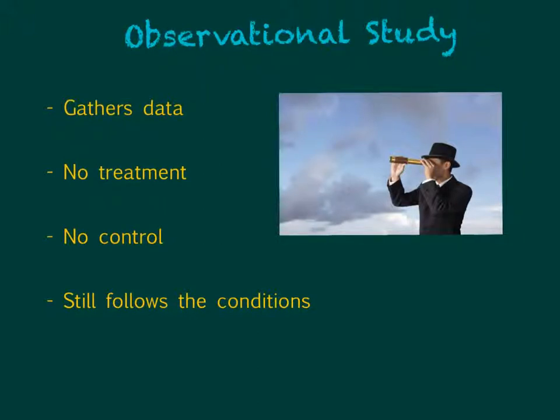An observational study is defined as a study that observes individuals and measures variables of interest but does not attempt to influence the responses. Overall, it gathers data. A treatment isn't applied. There's no control, but it still follows the random, independent, and normal conditions. Types of observational studies include surveys or simple observations such as watching the behavior of animals in the wild or the interactions between teacher and students in the classroom. The results of this study can be applied to a population but usually doesn't give means for causation.